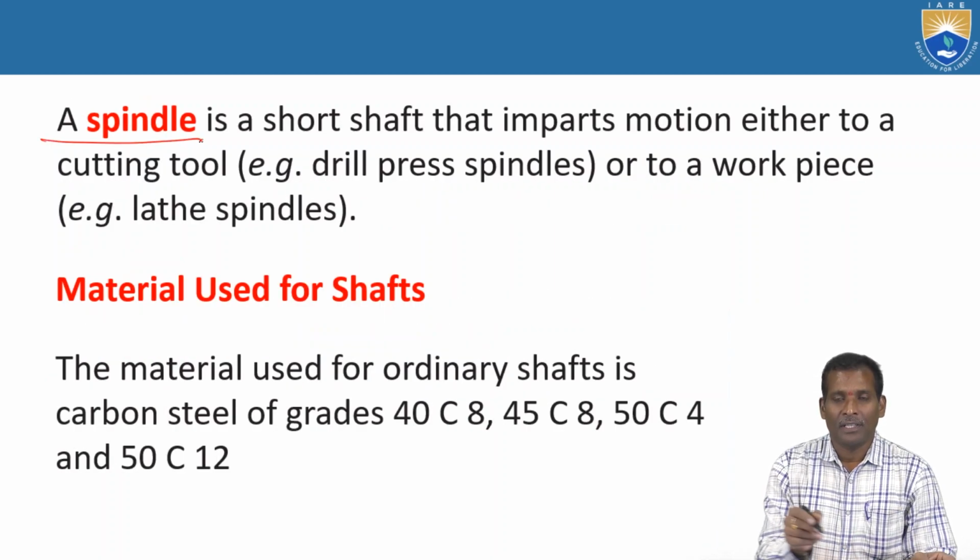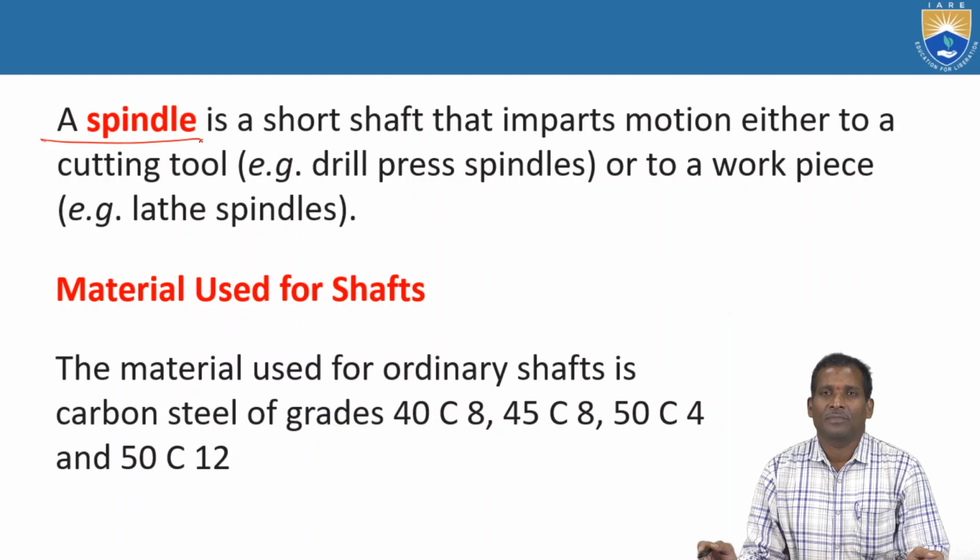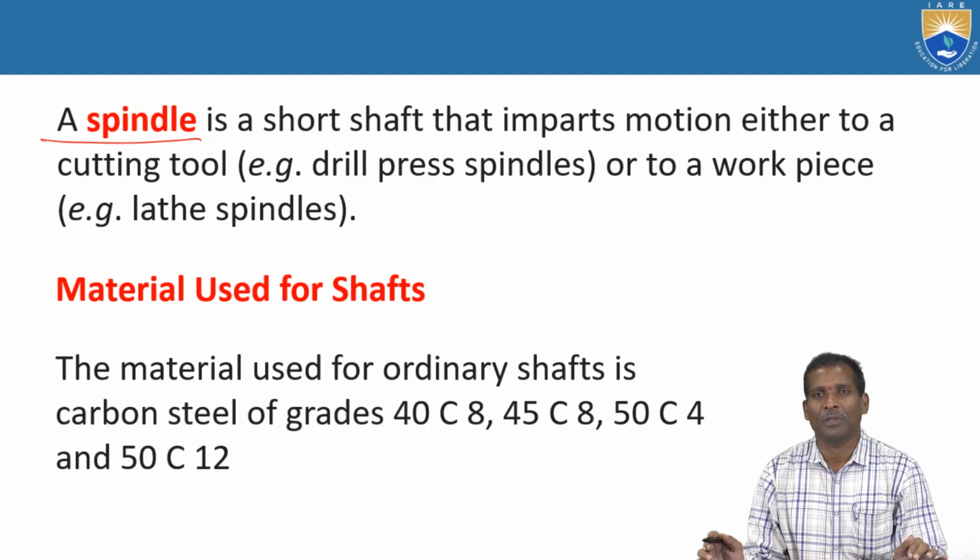The next definition is spindle. A spindle is a short shaft that imparts motion either to a cutting tool or to a workpiece. In the case of lathe spindles, take a lathe machine. The lathe spindle is an example of this definition, the short shaft. Another example is drilling machine spindles.